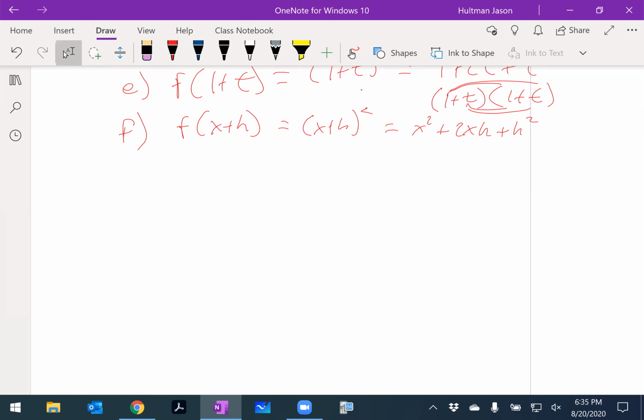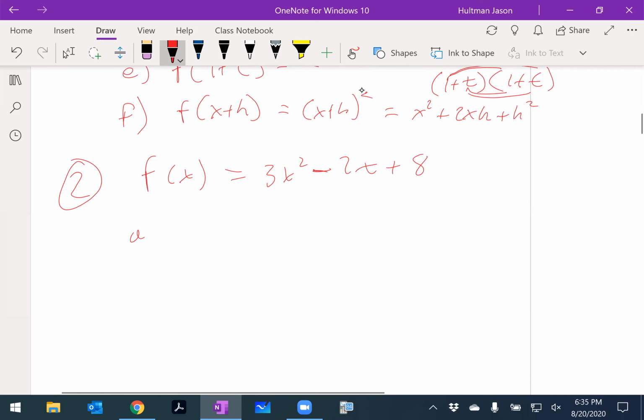Let's look at number 2 here. Number 2: A is f of 0. Well, let's do f of x first. We don't know what f of 0 is, so we do f of x. f of x is equal to 3x squared minus 2x plus 8.